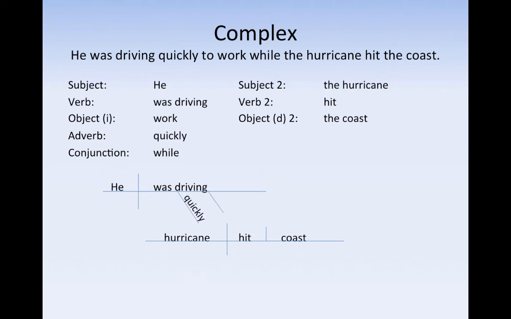So as long as you can associate the words with their connections, for example, the quickly applies to the driving action, the verb, so it's an adverb, not the he who's doing the action, you're able to kind of parse out the sentence and see how things connect to one another. So here we have two complete sentences. He was driving to work, and the hurricane hit the coast. So those things are two independent clauses, so we know that they could be connected by a comma or just by the conjunction itself here.